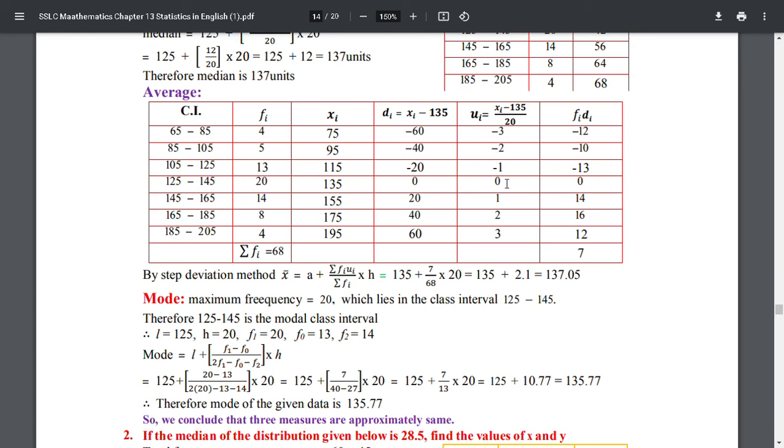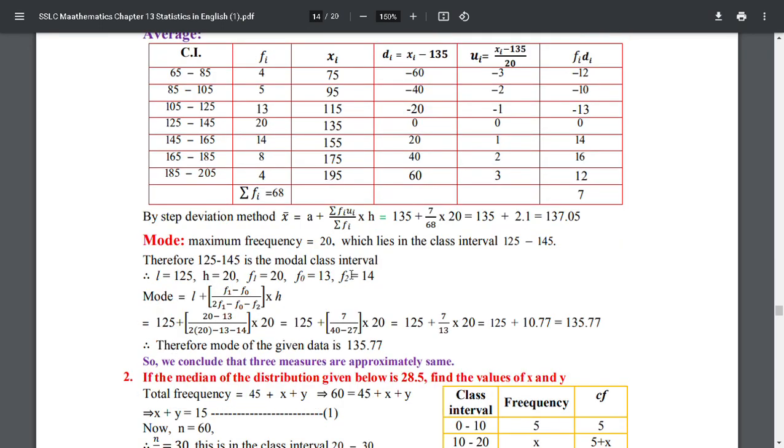Next we find mode. Maximum frequency is equal to 20, which lies in the class interval 125 to 145. Therefore, 125 to 145 is the modal class interval. Therefore, L is equal to 125, H is equal to 20, F1 is equal to 20, F0 is equal to 13, F2 is equal to 14.